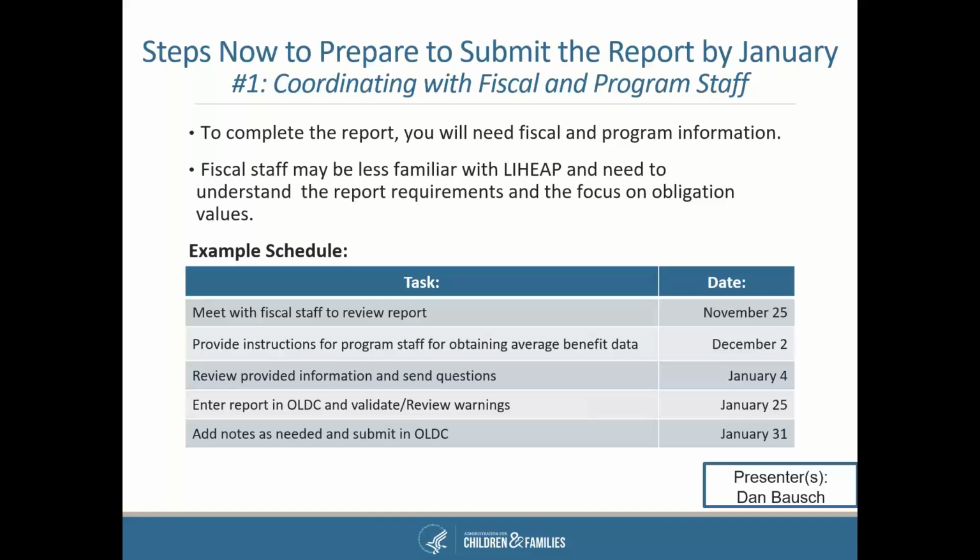Usually there has to be coordination with fiscal staff, making sure that they can give you the information by a set date. But you may also need to talk to your IT team or your contractor about getting the benefit information for each household, so you can calculate the average benefit information. OLDC also has its challenges with being able to get in and enter the information. So we recommend that before the end of January, you verify you can get into OLDC, find the report, and just be able to work in it, so you're not scrambling on January 31st trying to get it entered and submitted.